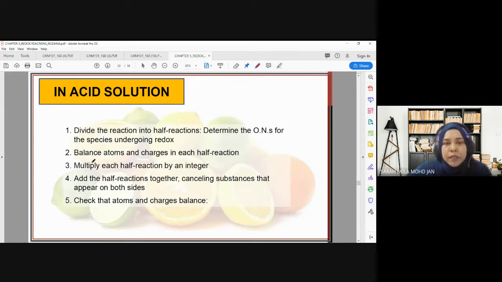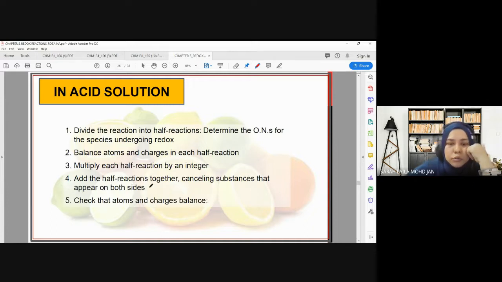Okay, and then we have to balance the atom. Okay, macam mana kita balance atom, kita tambahlah coefficient. Sekarang macam tak nampak lagi because kita tak buat exercise lagi. Later on, kita akan cuba buat exercise, then you akan nampak, you akan follow this all 5 step. Okay, and then balance charge. Masa balance charge ni apa kita perlu tambah? Kita akan belajar sekejap lagi. And then multiply each half reaction by integer. And then add the half reaction together by cancelling the substance that appear on both side.